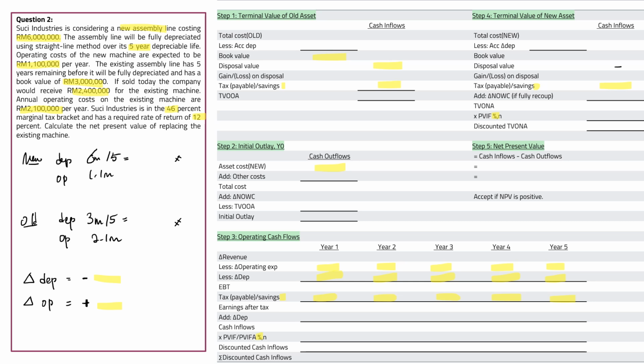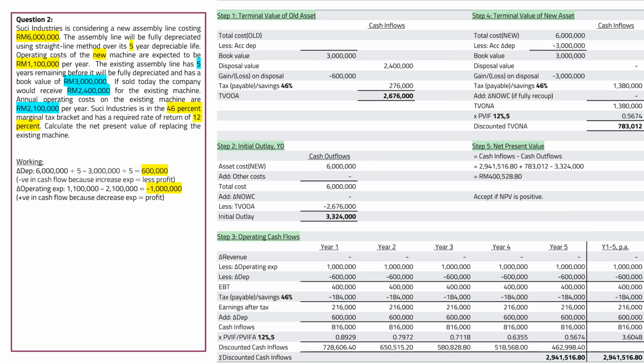The total cost of the new asset comes from here, so this is going to be, I believe, 6 million. Accumulated depreciation comes from here, and then you get your book value, and you can further calculate from here. Alright, in the next slide, let's compare answers. Okay, did we get the same answer?